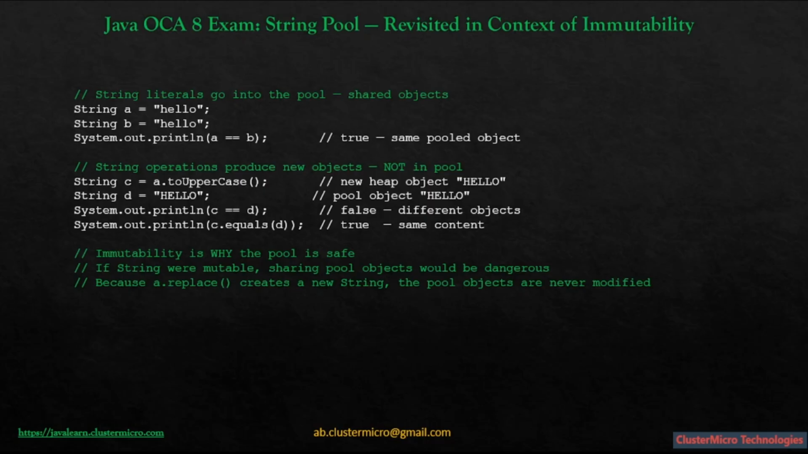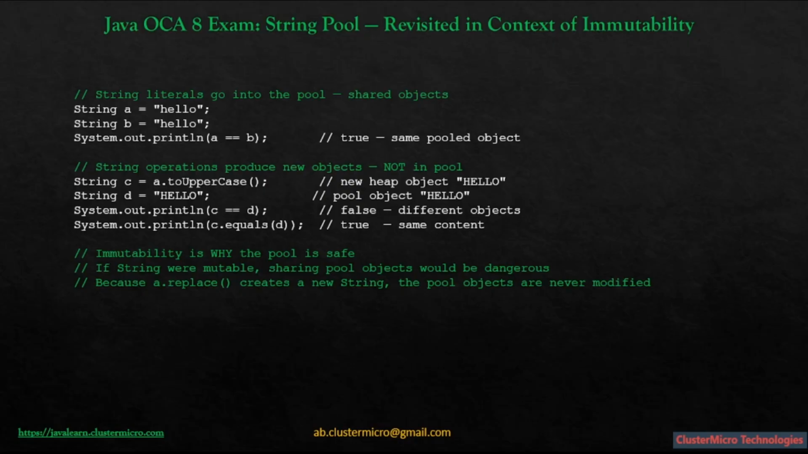c and d contain the same characters, HELLO in uppercase, but they are two different objects in two different memory locations. So c == d is false, because the addresses are different. But c.equals(d) is true. equals compares content character by character, not memory addresses. Same characters, same result. This is the core lesson about string comparison: use equals for content, and never use == unless you specifically want to know if two variables point to the exact same object.